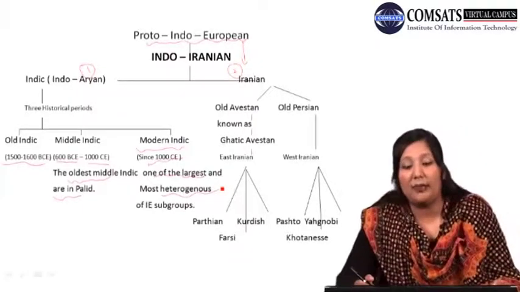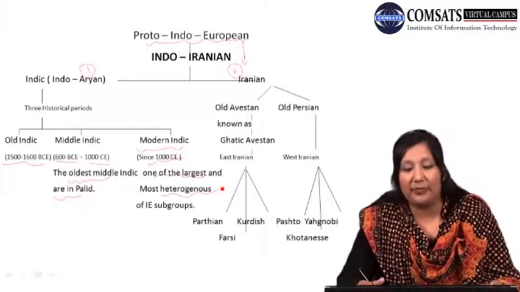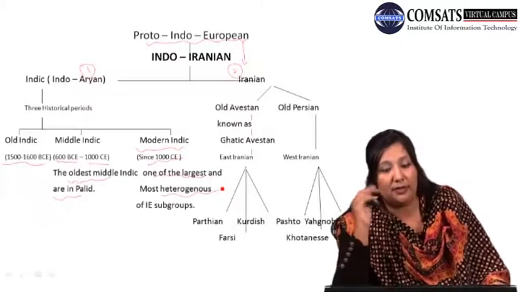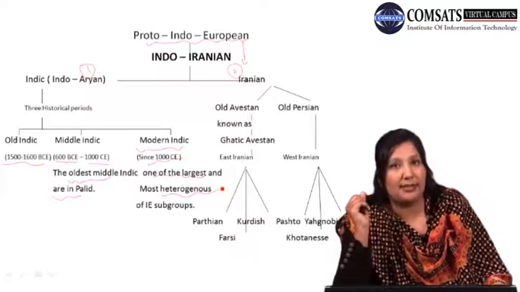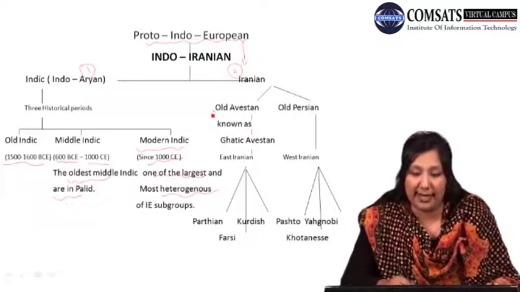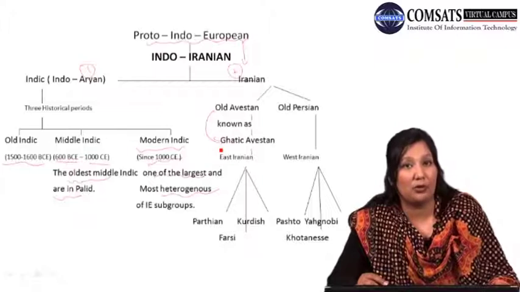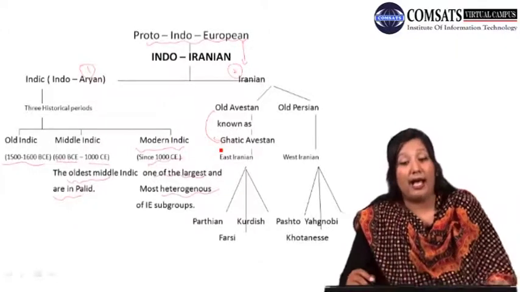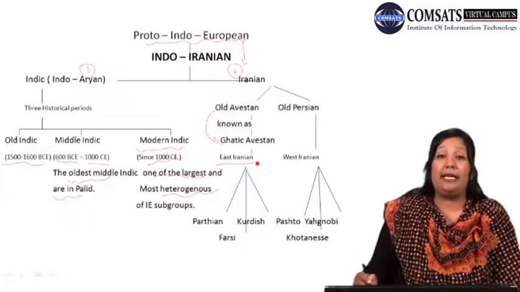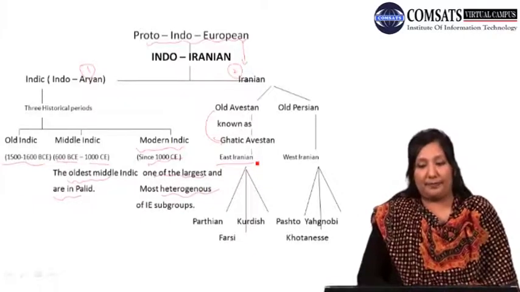Now Iranian, that is the second branch of the Indo-Iranian family tree. It is further subdivided into two main branches. As you can very well see, the first branch is Old Avestan and the second is Old Persian. Old Avestan was also known as Gathic Avestan, because it was spoken in the eastern region of Iran. It is an East Iranian language.